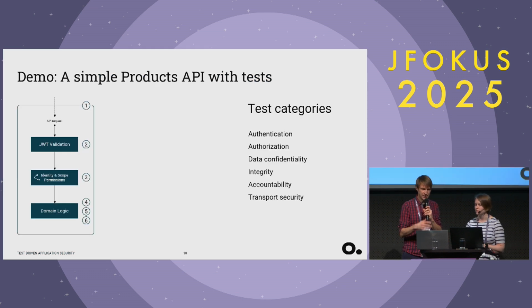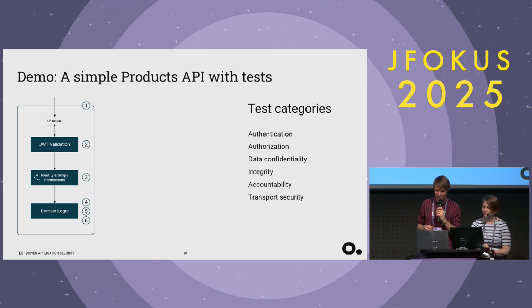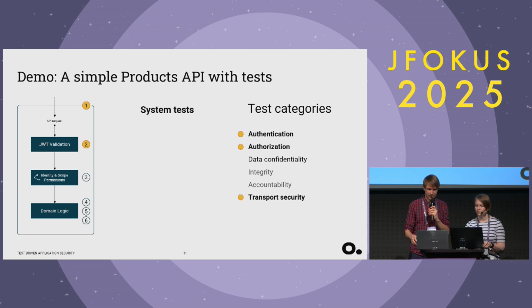And here we have the API to the left, and then we have the test categories to the right, and we will now add tests to verify that we cover these test categories, and we have tests to cover the steps in the model here, and verify that our defense layers work. And we will have unit tests and system tests which run against a deployed instance of the API. We will start by looking at the system tests, and they will cover authentication of the request and basic parts of authorization, and also some aspects of transport layer security.